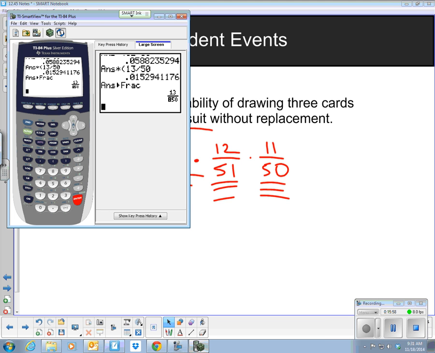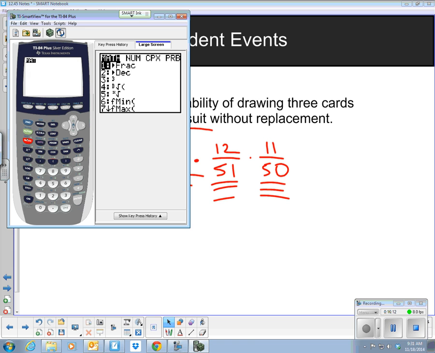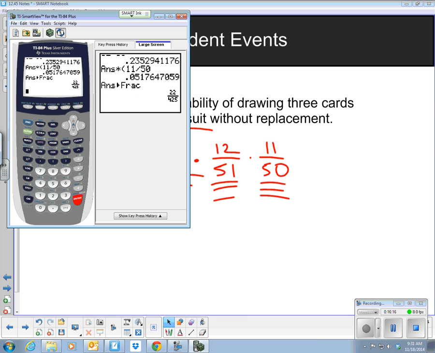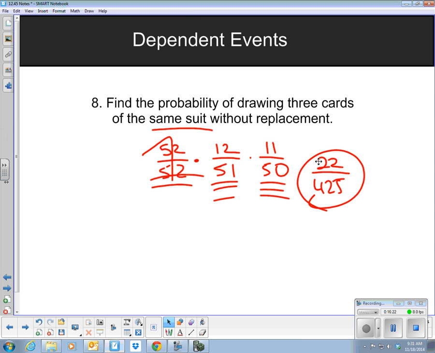So 12 out of 51 times 11 divided by 50. What did it give me? 22 out of 425 will be your answer. That will be my probability.